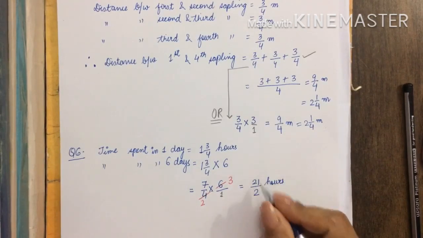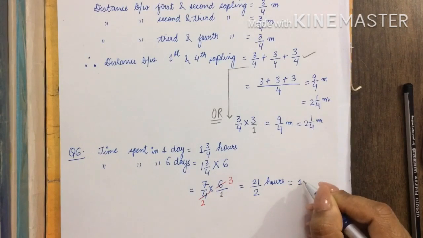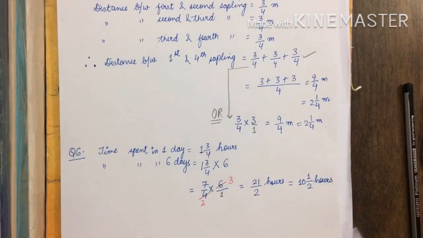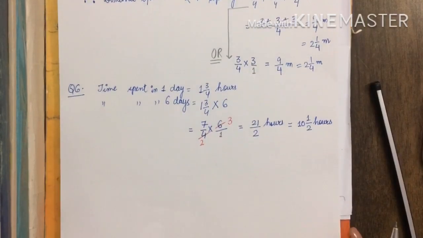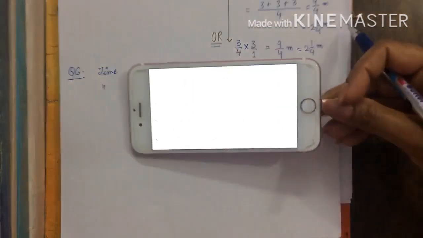Now again, this is an improper fraction. Change it to a mixed fraction. This will be your answer. So the total time that Lipika spends to read the book is 10 and 1/2 hours. Now let's do the next question. Question number 7. Let's take a look at the statement.